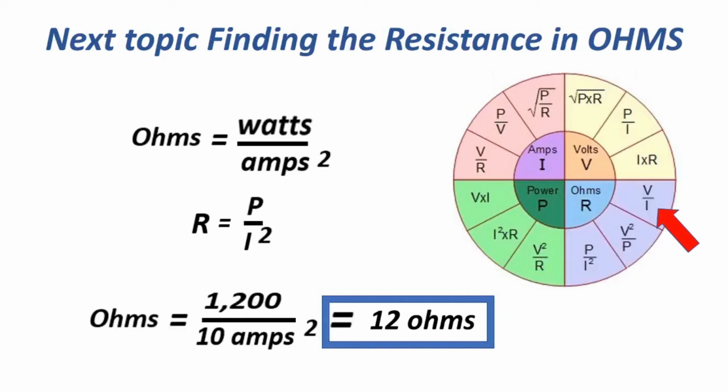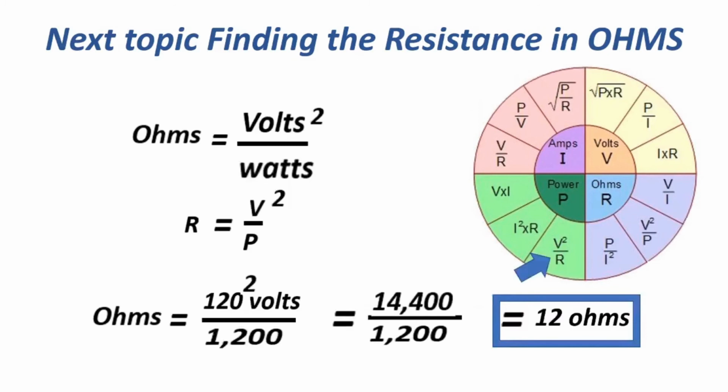The next formula for resistance is ohms equals watts over amps squared, R equals P over I squared, equals 1200 over 10 squared or 100 equals 12 ohms. The next formula for resistance in ohms is ohms equals volts squared over watts, or R equals V squared over P. 120 squared over 1200 equals 14,400 divided by 1200 equals 12 ohms.